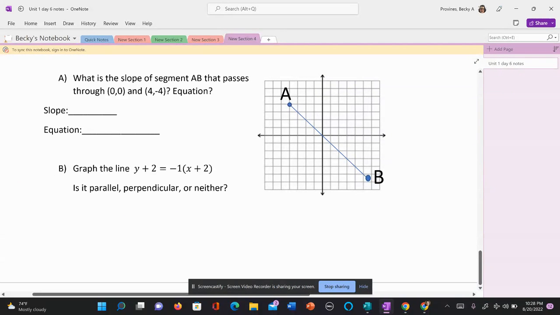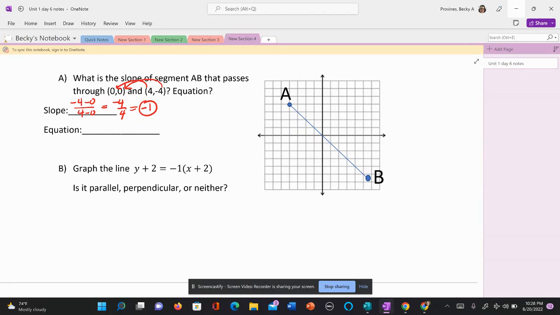All right, we're almost finished. What is the slope of a segment AB that passes through (0, 0) and (4, -4)? Okay, so we need to first find the slope. And again, you could count this out by hand. They give you the coordinates. You can do whatever you like. I'm just going to do this. Negative 4 minus 0 and 4 minus 0. So I get negative 4 over 4, which is negative 1.